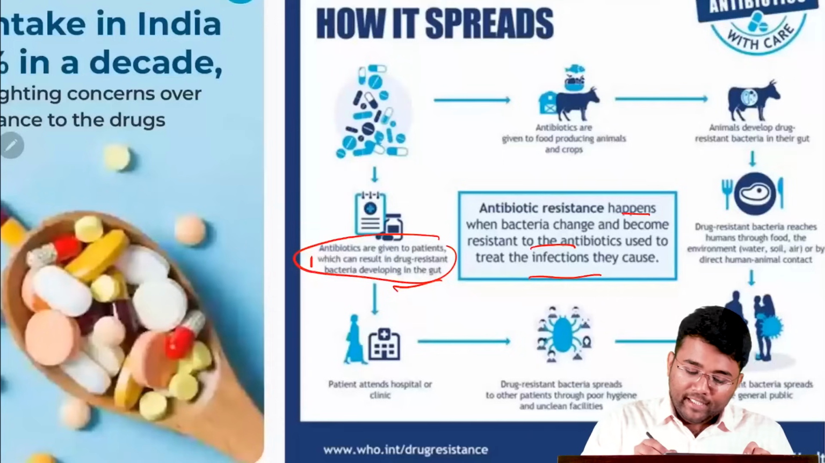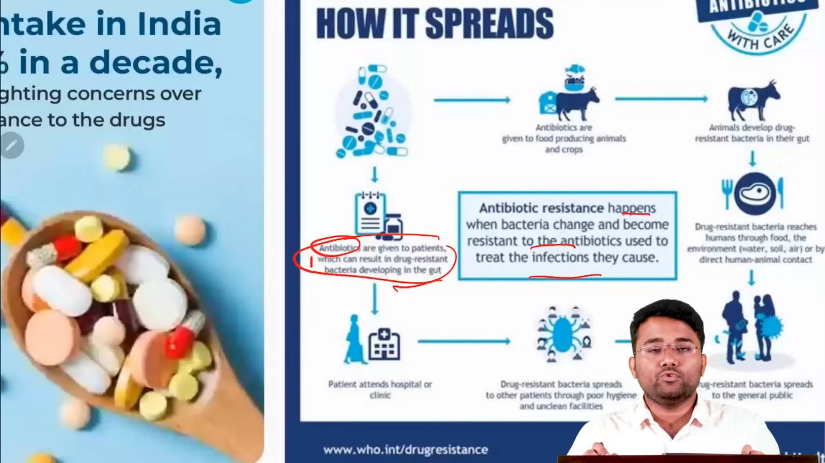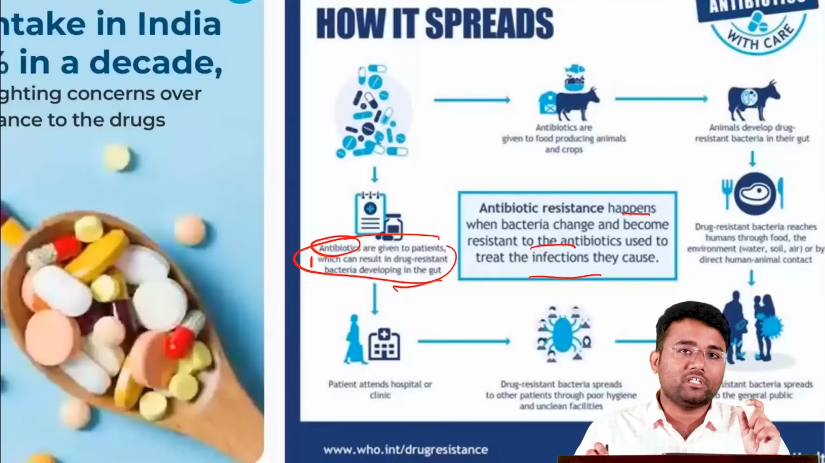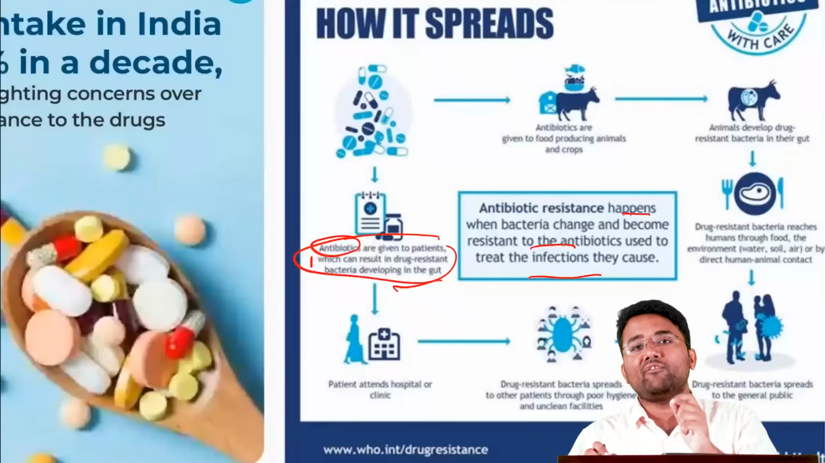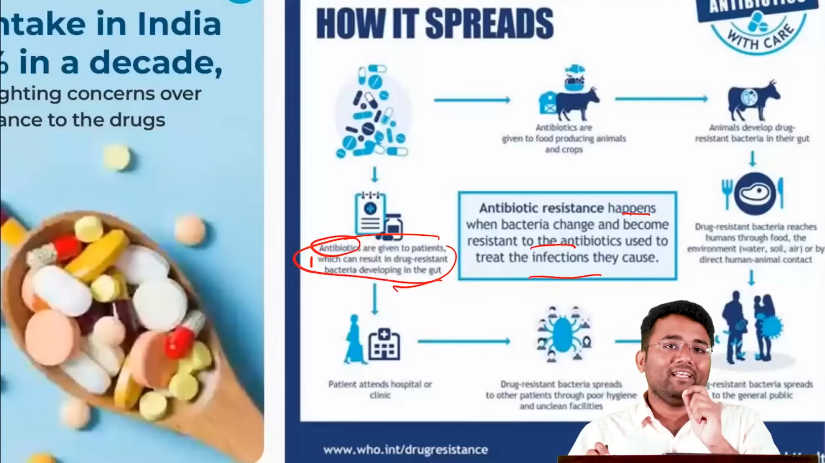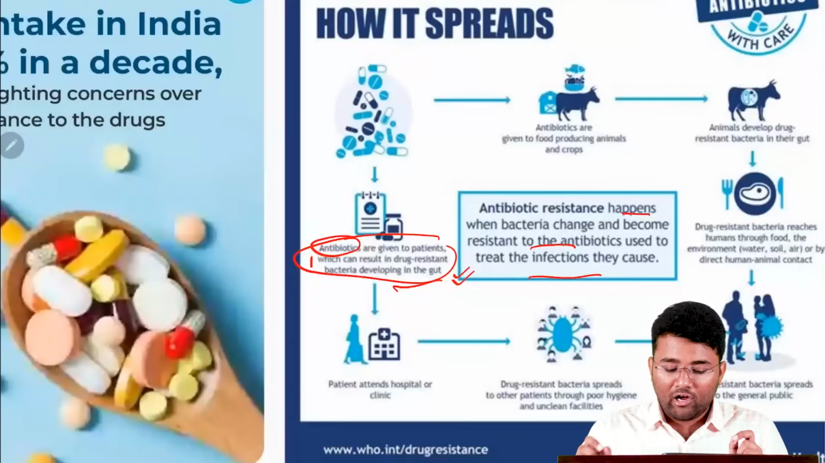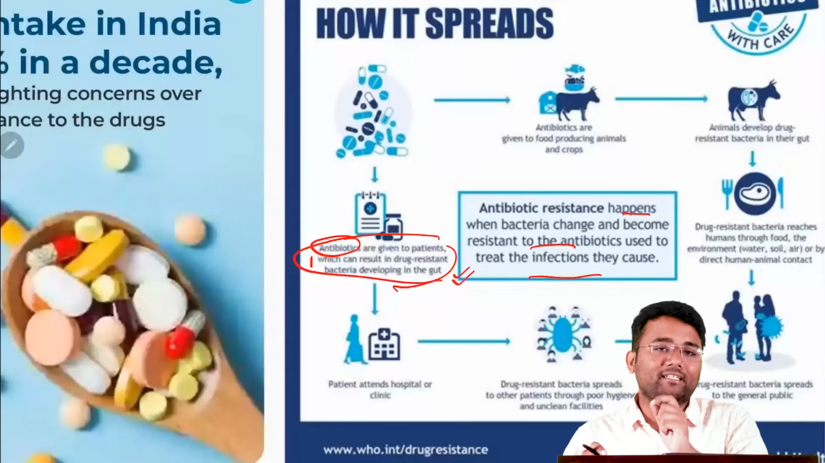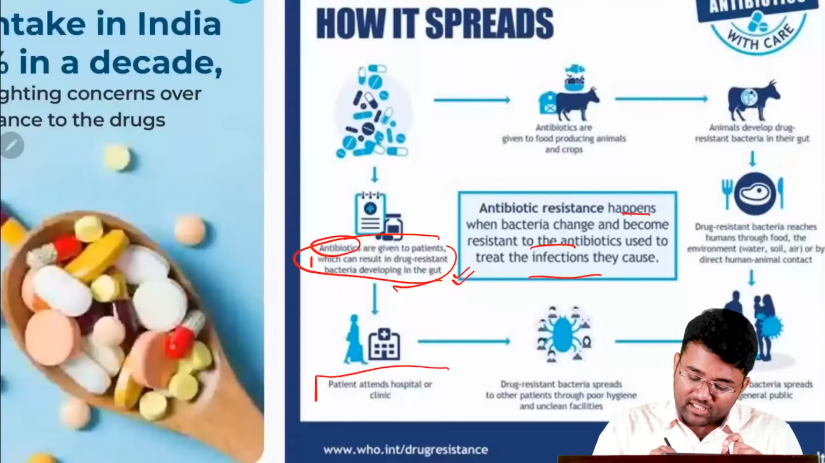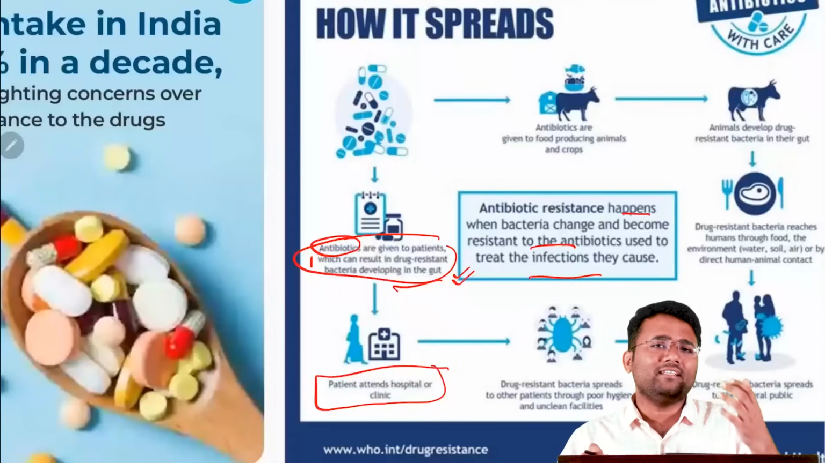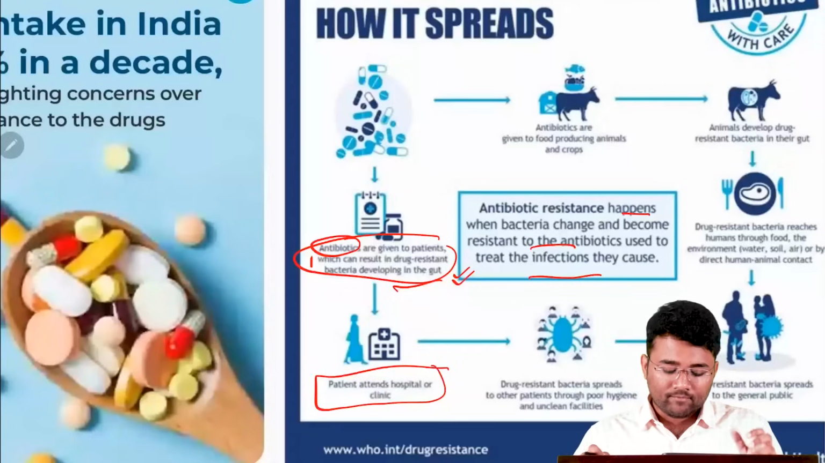When the antibiotic is being given to the patient by someone who is not a proper doctor, when overuse and ill use of antibiotics is happening, that will lead to the development of drug resistant bacteria in the gut. Then the patient will time and again attend the hospital for some disease or other.